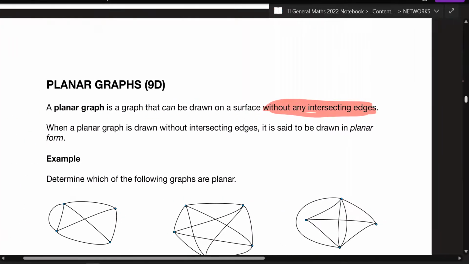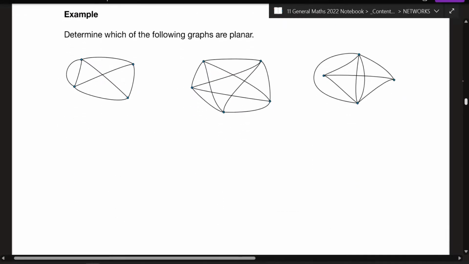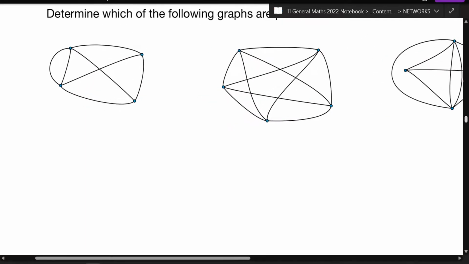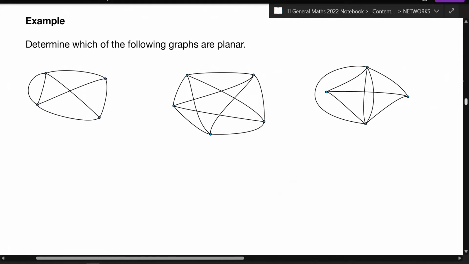So that's what we're looking for when it comes to the word planar: none of the lines intersecting one another. So for example, which of these graphs are planar? Now you can look at it and tell me, sir, none of them are planar. Everything's intersecting. But can you get any of these graphs and draw them so that they are planar?